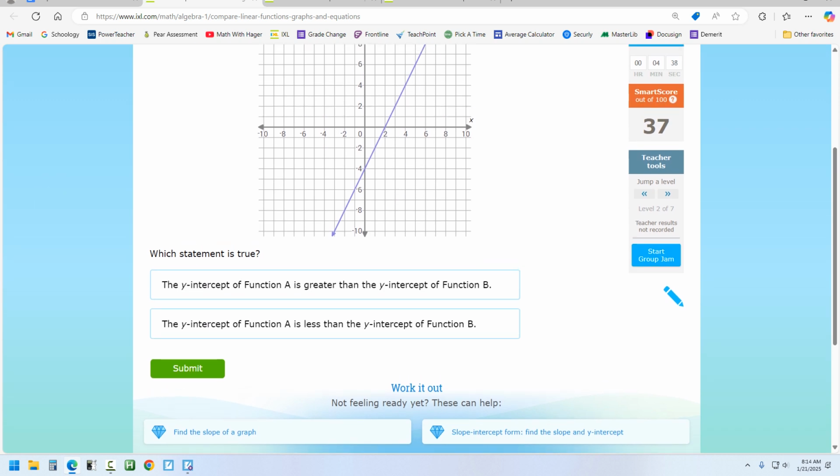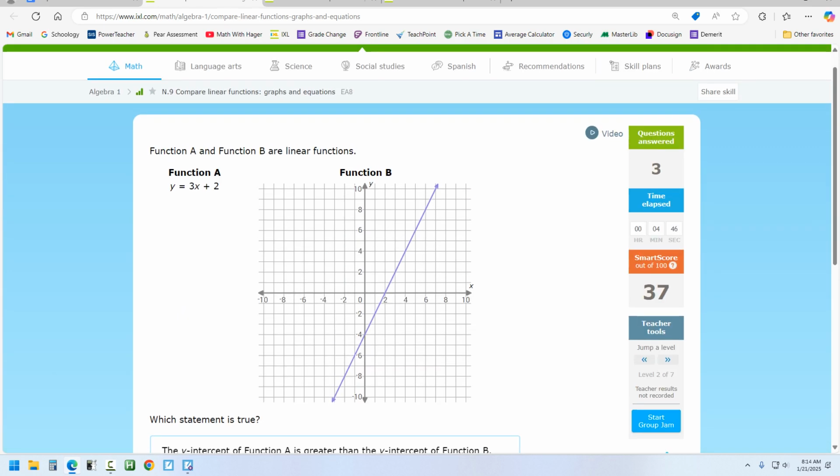Okay, this one's a little different. They're asking about the y-intercept. The y-intercept is where it crosses the y-axis. Okay. Looking at function A, can somebody tell me what the y-intercept is for function A?